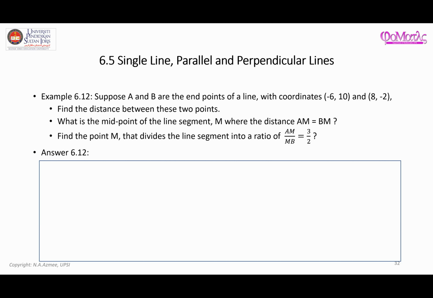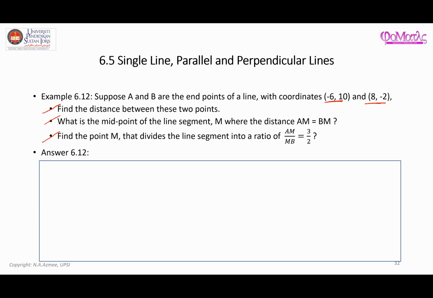In this video, I will be giving you an example. Example 6.12 basically covers problems related to finding the distance between 2 points, finding the midpoint M where the distance is equal between AM and BM, and the last one is finding the point M such that it divides the line segment into a ratio. So I'm going to start off by sketching or visualizing the coordinates given in this question.